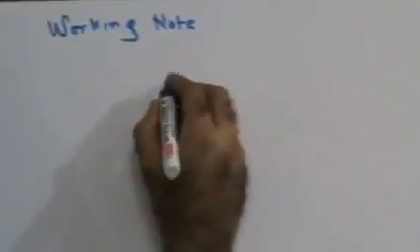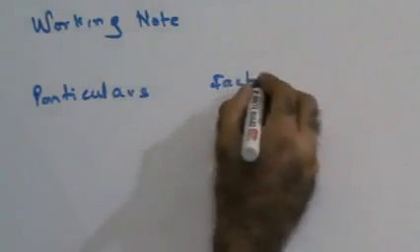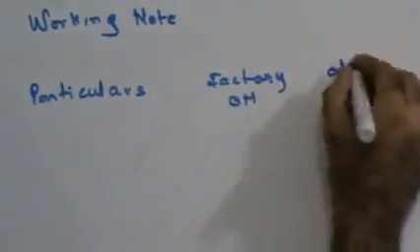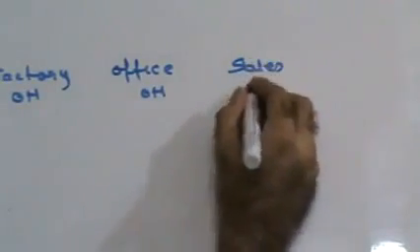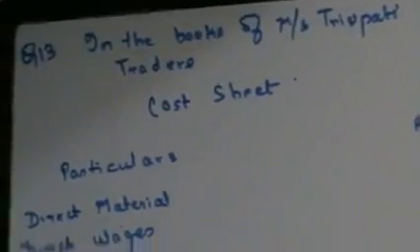Let's also make a working note for factory overheads, particulars, factory overheads, office overheads, sales overheads, right? Let's start. Now, let's see this. They've said that closing stock is to be valued at cost of production, whereas opening stock is to be same as per the financial records.